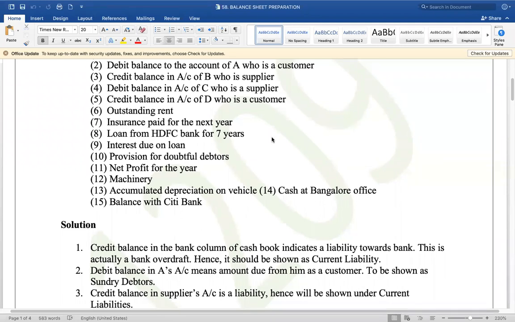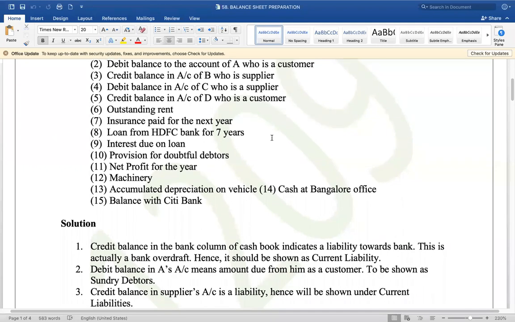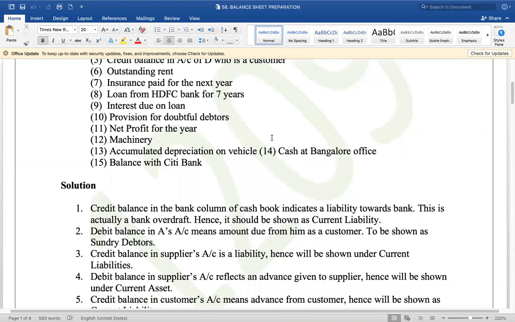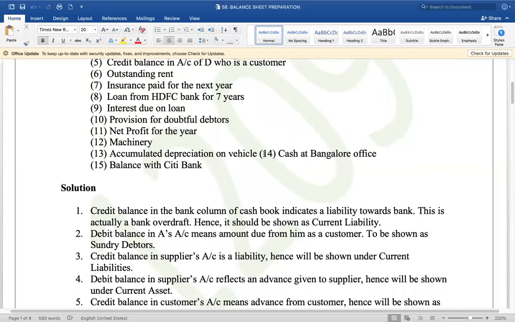Number 4, debit balance in account of C, who is a supplier. Debit balance. Look at this, fourth one. Debit balance in supplier's account reflects the advance given to the supplier. Advance given to the supplier is an asset for you. When it is an asset, take it in the assets list.